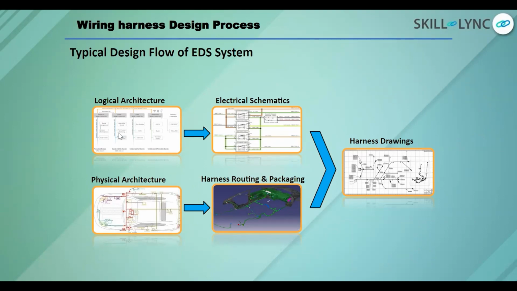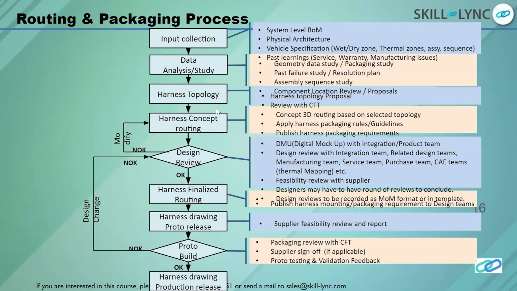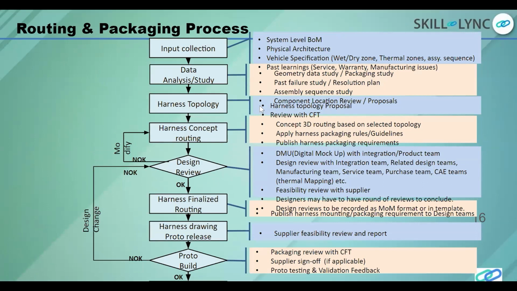So this is how a typical flow happens in an industry. As a design engineer, you look into the physical architecture data, and then from the electrical schematics you look forward to developing your 3D routing, and then develop the harness drawings for your final physical model development, correct? So the routing process, or packaging process, goes in an ordered manner, wherein first we collect the input, basically the understanding of the structure where you want to do the routing. So that's basically the physical architecture.